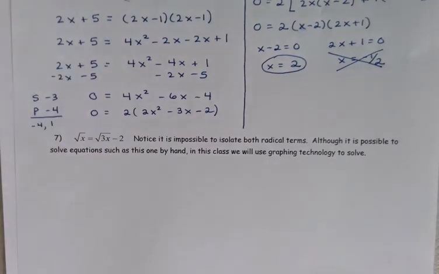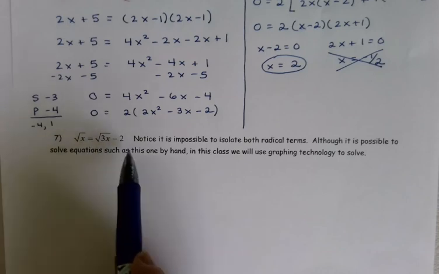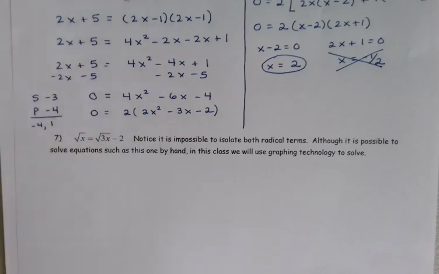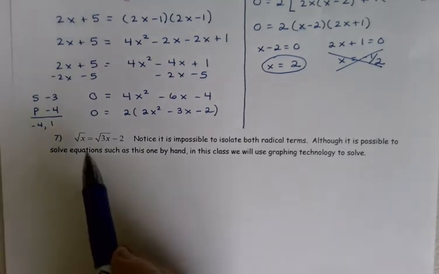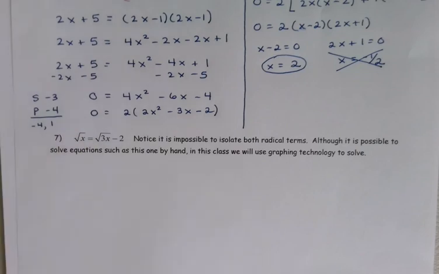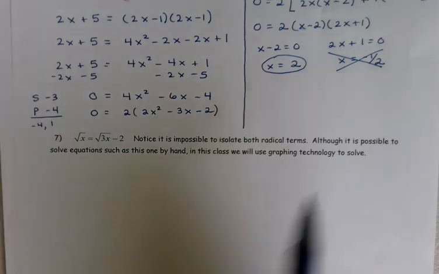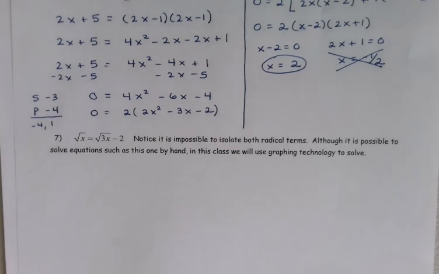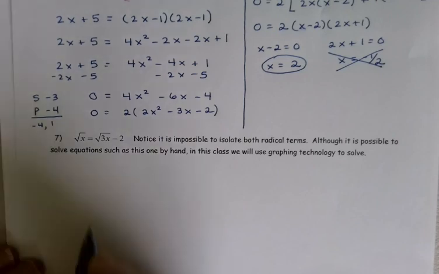It is possible to solve equations like this by hand, by squaring both sides, but you're going to end up with a FOIL process on one side. And actually, it ends up you have to do it twice. Although it's possible, I'm actually not going to require that you do problems like this by hand in this particular class. Instead, when we have 2 radicals like that, where it's impossible to isolate, we'll go ahead and just use graphing technology to solve. So I'm going to use Desmos to graph both of these, and then we'll just look and see what the intersection point is.